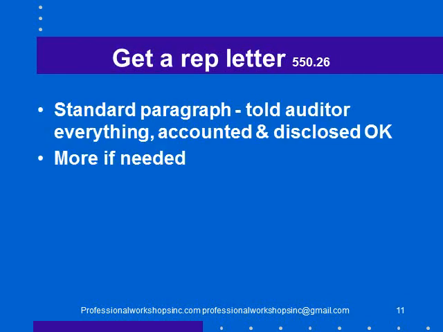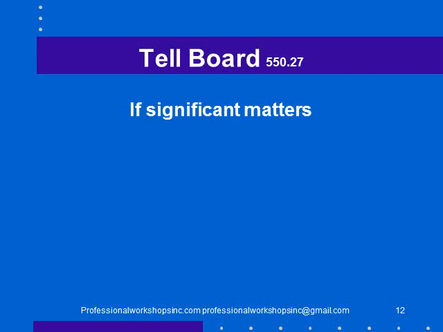There's a standard paragraph in most rep letters saying, we told the auditor everything they needed, and it's been accounted for and disclosed correctly. And so that is the response to all the inquiries we have made of management. And of course, if you found something interesting and needed additional representations, you would get those as well. And you are to tell the board if there are significant matters with respect to related party transactions. So if you have identified that as high risk, significant risk, remember to let the board know.